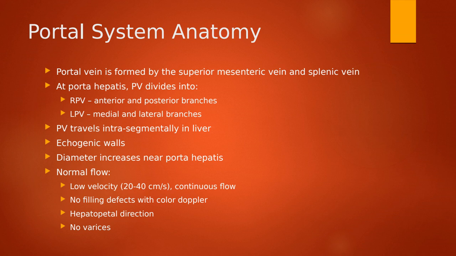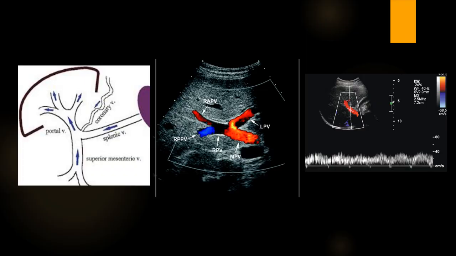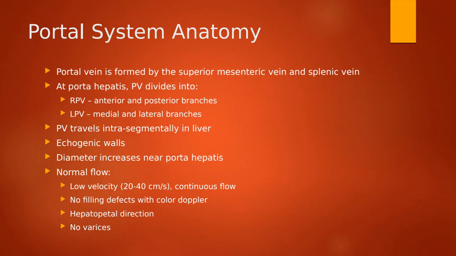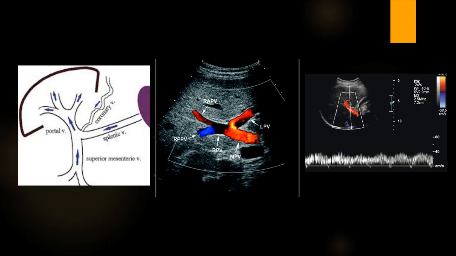We want to see low velocity, continuous flow. We want anywhere from 20 to 40 centimeters per second. We don't want to see any color filling defects. We want to see a hepatopedal direction, meaning it is going into the liver to feed it. And we don't want to see any varicose veins or vessels surrounding that porta hepatis. You can even pull back up your chart from the spring semester when we learned about all this stuff. Was it the spring? It may have even been your foundations class with that chart.